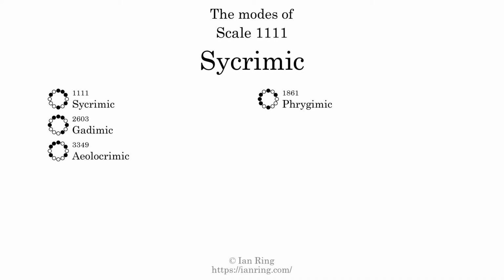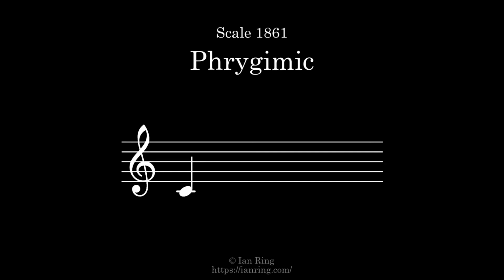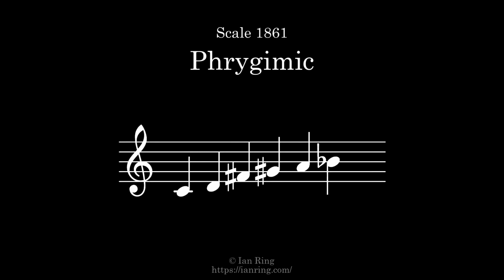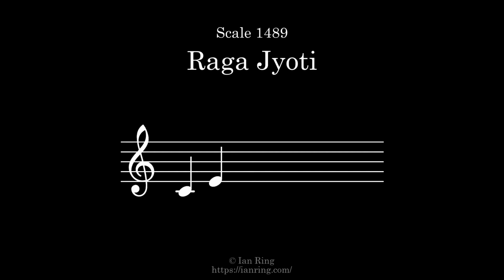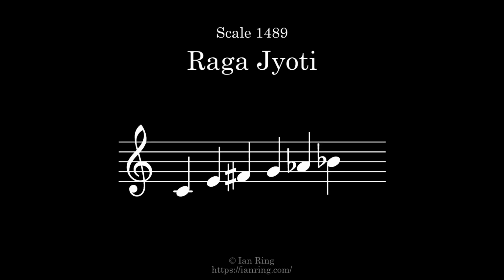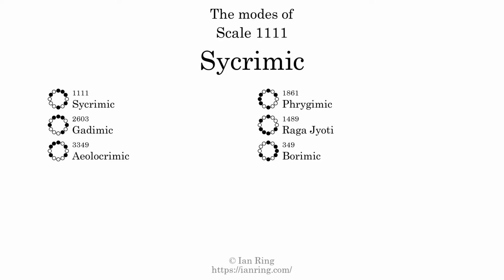The fourth mode is scale 1861, also known as Sycrimic. It sounds like this. The fifth mode is scale 1489, also known as Ragajoti. It sounds like this. The sixth and last mode is scale 349. Also known as Sycrimic. It sounds like this.